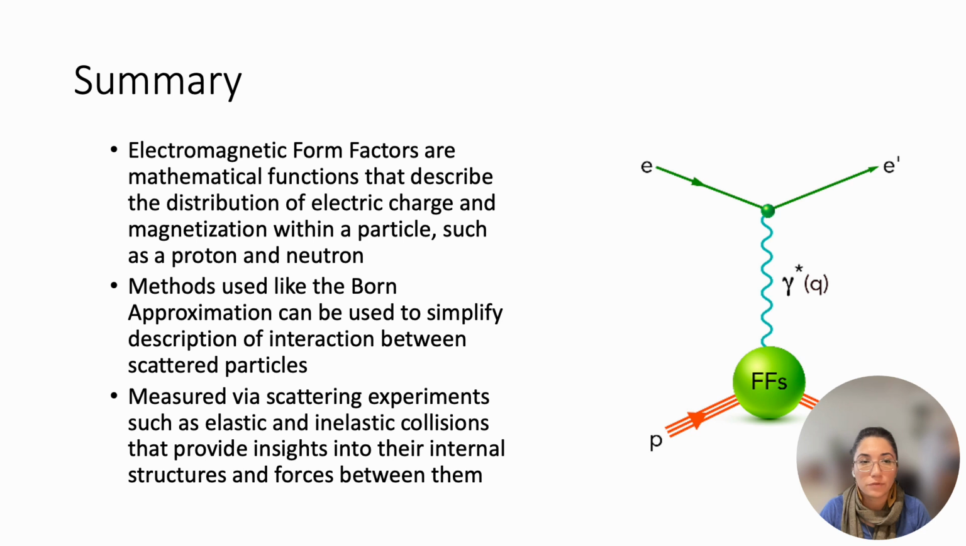And so to briefly summarize things, electromagnetic form factors are functions that describe the distribution of electric charge and magnetization within a particle, such as a proton and a neutron. Methods like the Born approximation, under certain conditions, can be used to simplify the description of interaction between scattered particles. And form factors are measured via scattering experiments such as elastic and inelastic collisions that provide insights into their internal structures and the forces between particles.